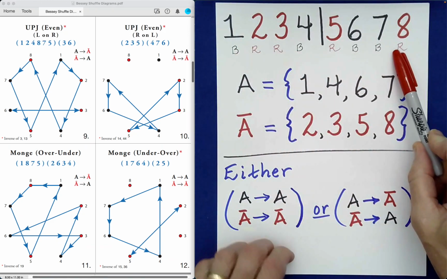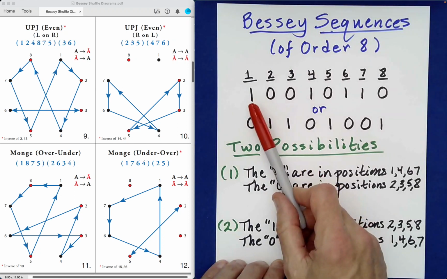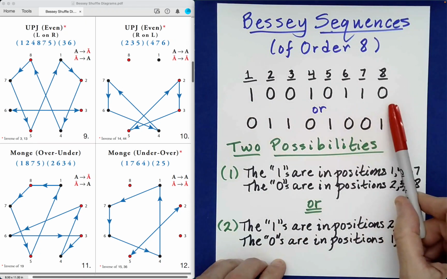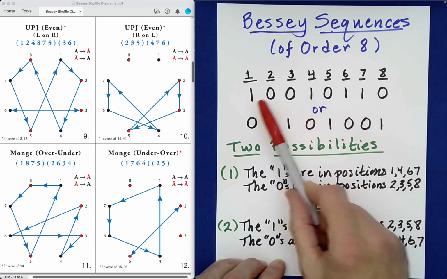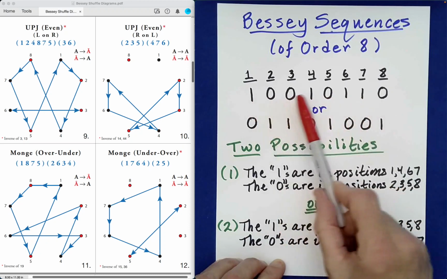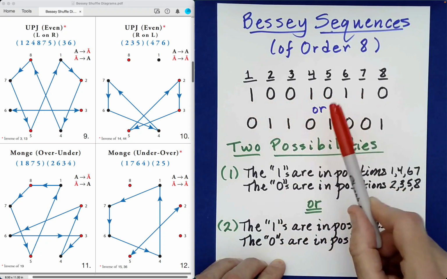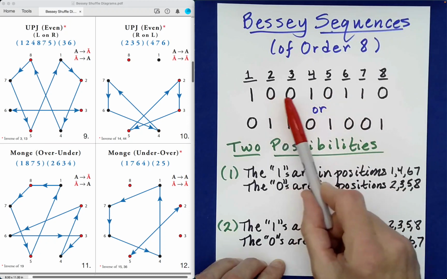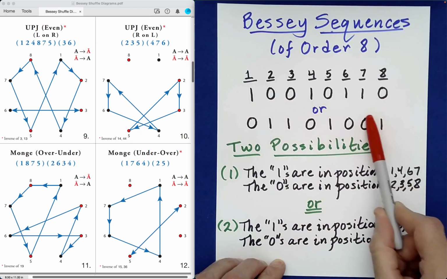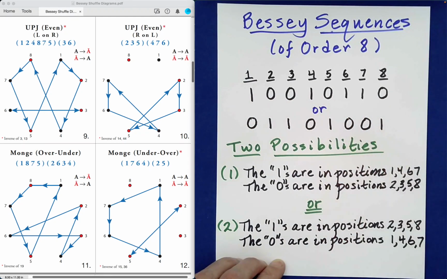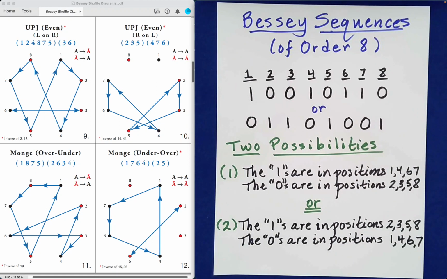Also remember that the two Bessey sequences of order 8 are 1, 0, 0, 1, 0, 1, 1, 0, in which the 1s are in positions 1, 4, 6, 7, and the 0s are in positions 2, 3, 5, 8. For the inversion of this Bessey sequence, namely what's written here, the 0s and 1s switch places. Consequently, there are only two possibilities for Bessey sequences of order 8, as listed here.